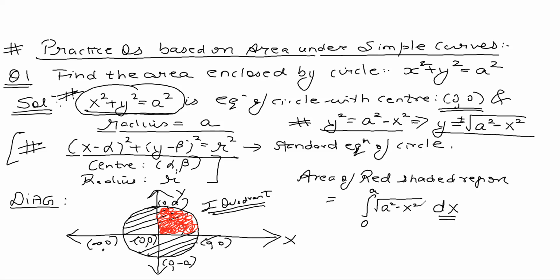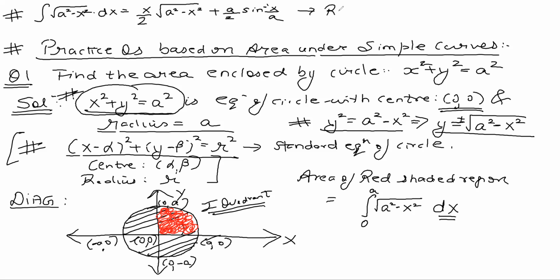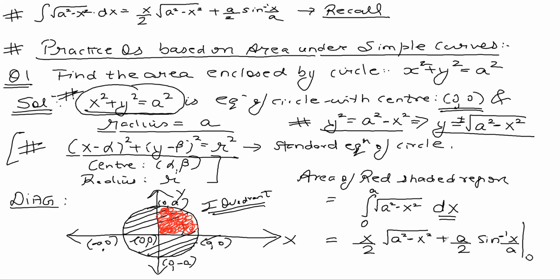Now all students should be able to recall from the integration lecture that integral of under root a square minus x square times dx is equal to x by 2 into under root a square minus x square plus a by 2 into sine inverse x by a. Recall this formula from the integration lectures. Okay, so if I apply this formula here, it becomes x by 2 into under root a square minus x square plus a by 2 sine inverse x by a. And guys, I run this from 0 to a.